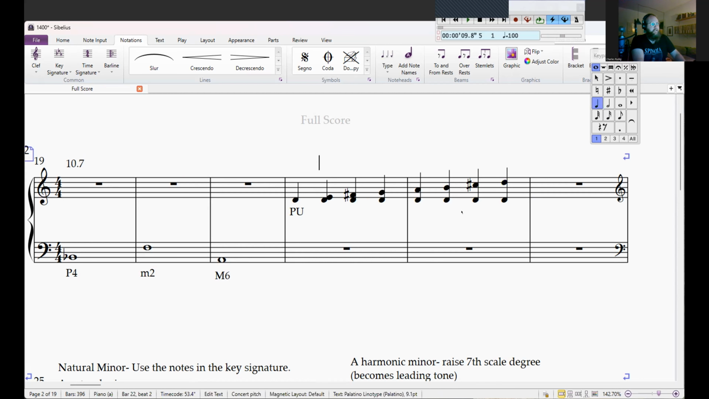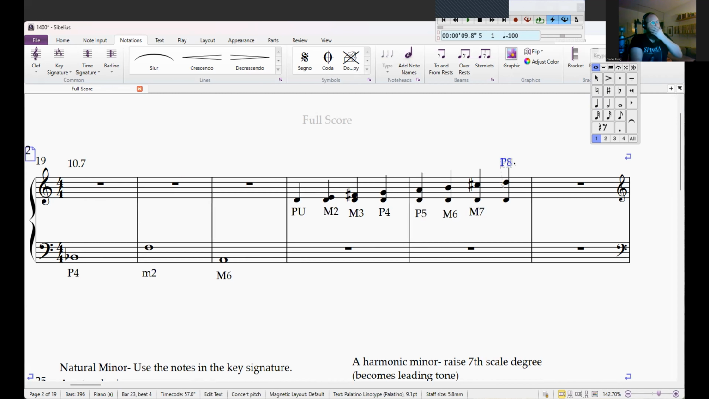Okay, so now I just got to put these in. So all the color intervals are going to be major. All the structural intervals are going to be perfect. Major 7. And here we go.